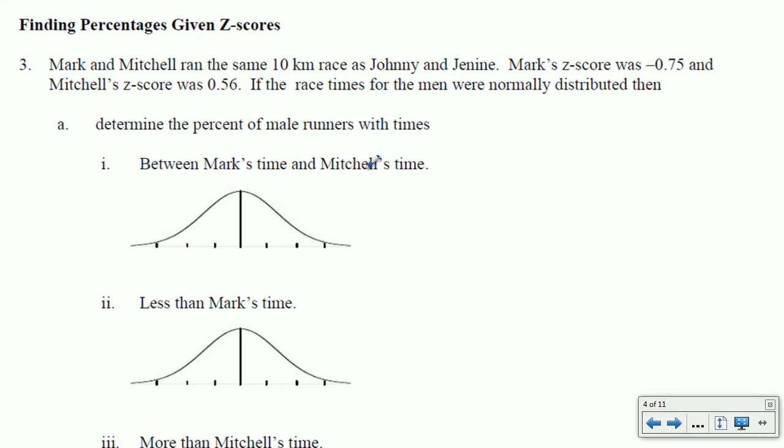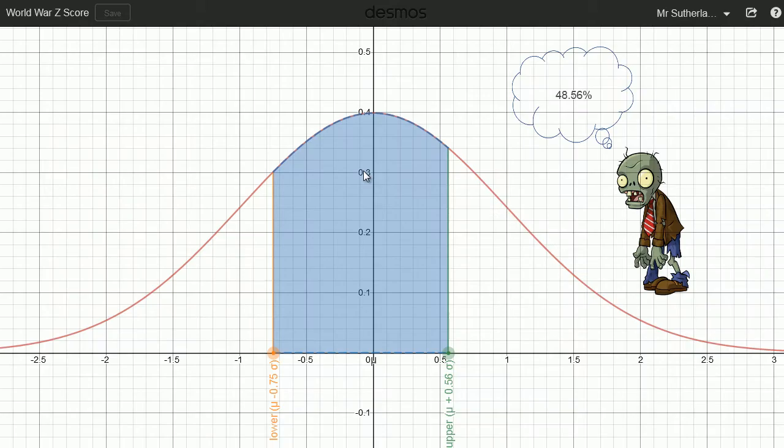So I have something for this. Ladies and gentlemen, may I introduce World War Z-score. This basically performs the same function as normal CDF does on your basic TI graphing calculator. There's a link to this in the description.